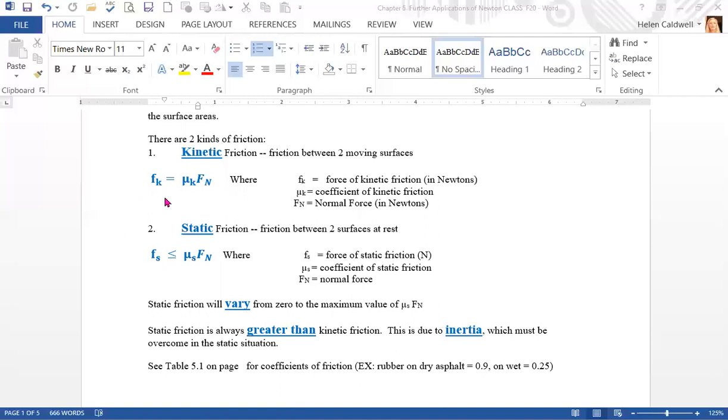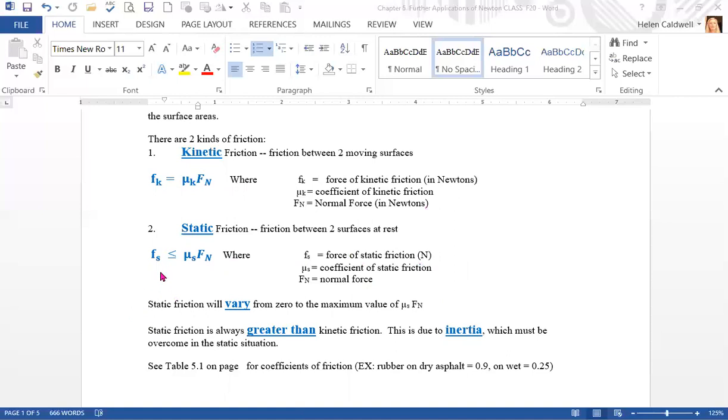All right, so F sub K is for kinetic friction. F sub S is for static friction. And so the force of static friction is less than or equal to mu sub S multiplied by F sub N. So F sub S is the force of static friction in newtons. Mu sub S is the coefficient of static friction. Remember, it does not have units. And F sub N is the normal force, and it would, of course, be in newtons. I didn't apparently type that in, but by now we should know.